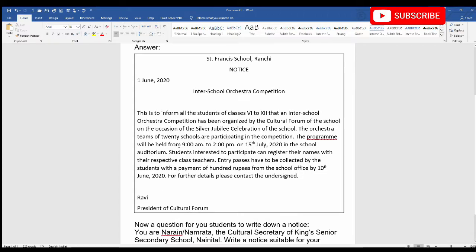Now students, you all will notice that the language used for writing the notice is very simple and it is written in passive voice. One more thing to notice is that all the 6 W questions that have been taught to you for checking whether the notice is complete or not must be done by you to check whether the notice given as answer to you is complete or not.